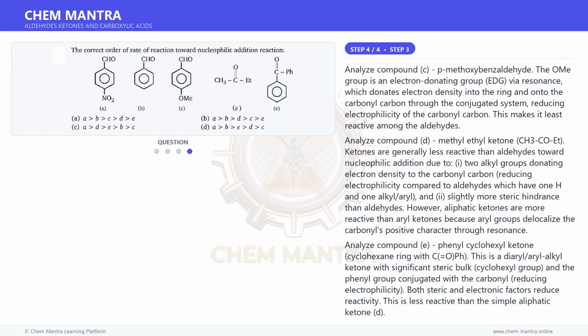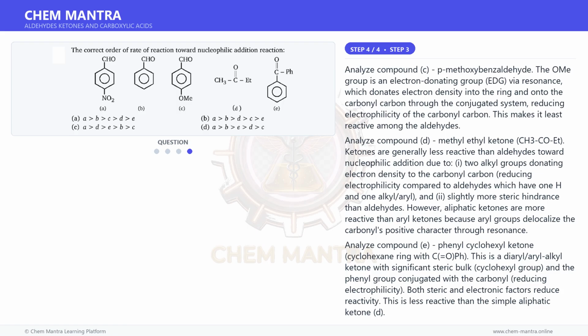Now comparing B, C, and D, aromatic aldehydes versus aliphatic ketones. Aldehydes are generally more reactive than ketones. So B, D, and C? Though deactivated, C is still an aldehyde, so C versus D is the key question. p-Methoxybenzaldehyde, despite the EDG, is still an aldehyde.